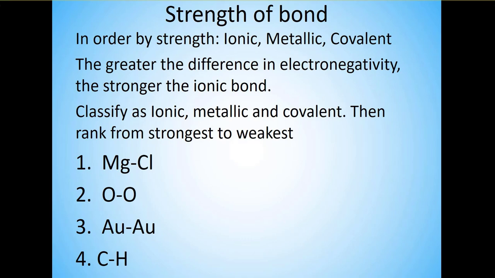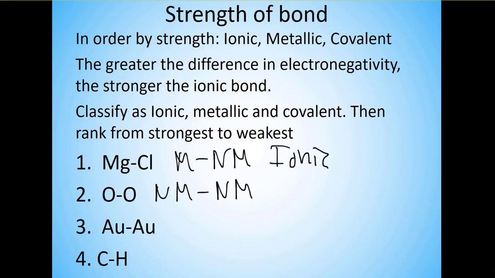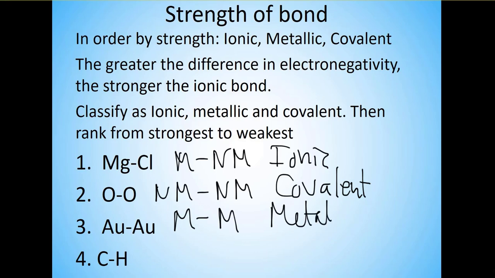So number 1, we have a metal with a nonmetal, so this is ionic. Number 2, we have two nonmetals. This is actually a nonmetal bonded to itself. This is covalent. And number 3, it looks like it's covalent because we have something bonded to itself, but don't be fooled. This is two metals. So a metal to metal, this is metallic. And then number 4, I have two nonmetals, a nonmetal with a nonmetal. So this is another covalent.